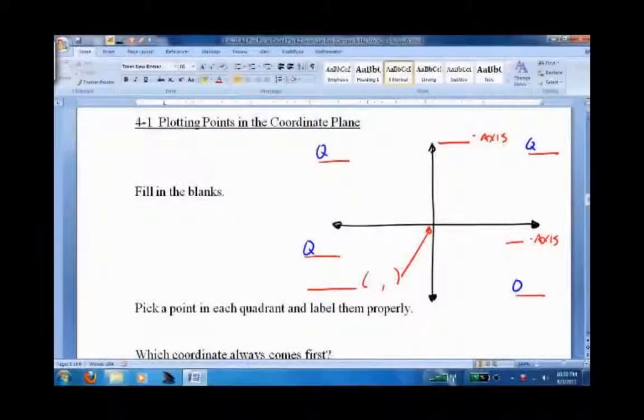This lesson is on plotting points in the coordinate plane. I have a coordinate plane shown here. We have two axes. We have the x-axis, which is the horizontal one, so we'll put an x here. And we have the y-axis, which is a vertical axis. Put a y there.